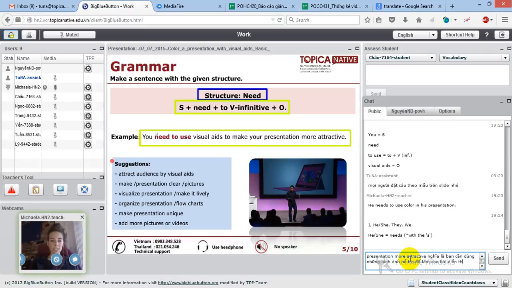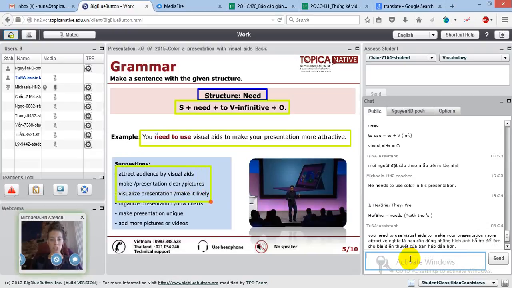Okay, cool. These are the suggestions. Attract audience by visual aids. Make presentation clear pictures. Visualize presentation, make it lively. Organize presentation, flowcharts. Make presentation unique. Add more pictures or video. All right. Chow, can you make a sentence for us? Okay. You need to visualize presentation by making it lively.